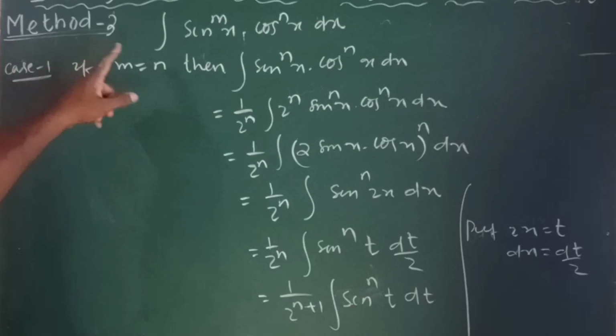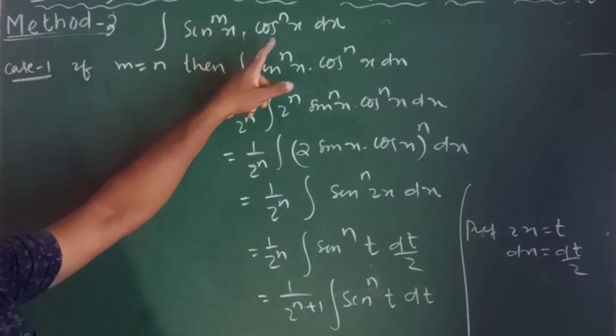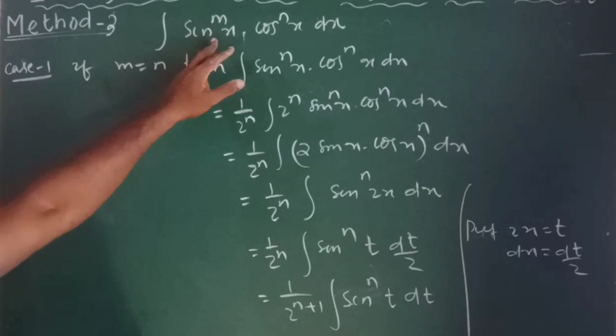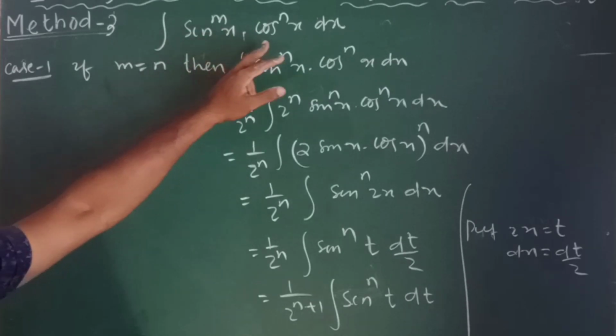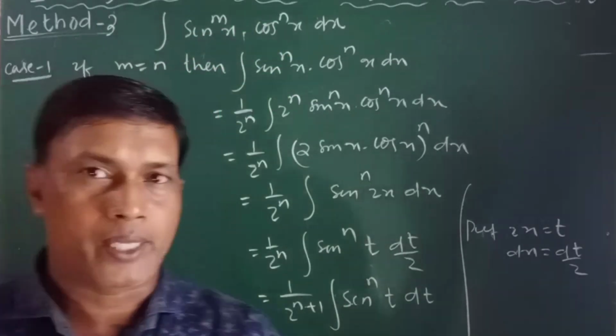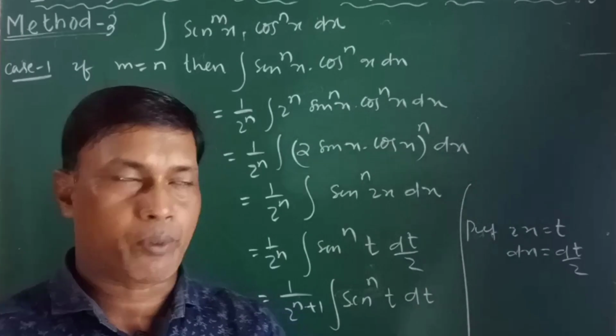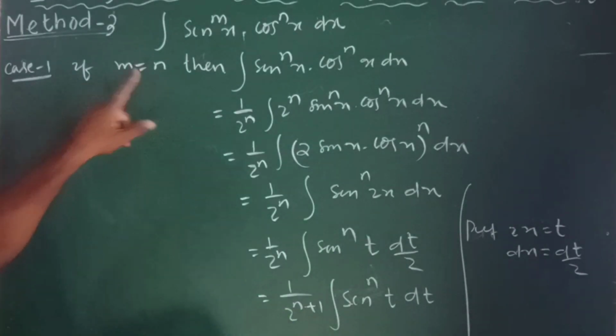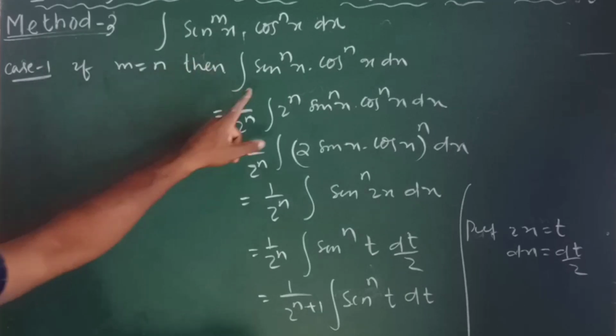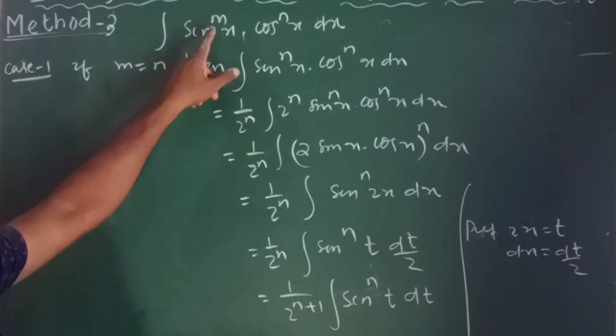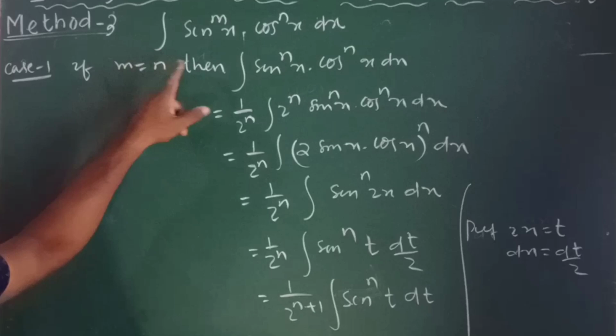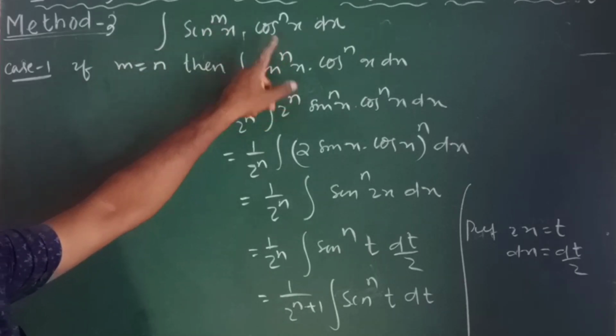So it is method 3, to integrate sin to the power m x into cos to the power n x. So here the power of sin is m and the power of cos is n. Here are also two cases, m is equal to n, and m is not equal to n. The case one is if m is equal to n. If m is equal to n, then you can put n in place of m. That means this is sin to the power n x into cos to the power n x.